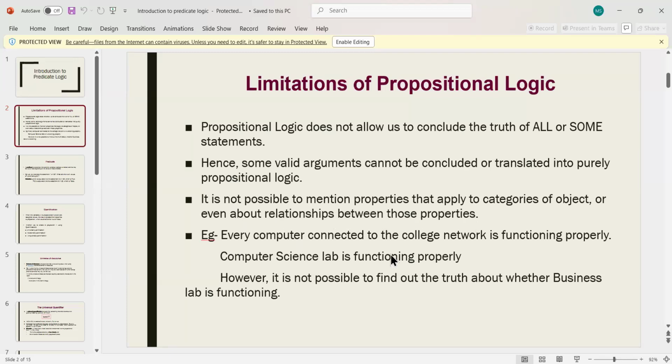Every computer connected to the college network is functioning properly. Computer science lab is functioning properly. However, it is not possible to find out the truth about whether business lab is functioning.